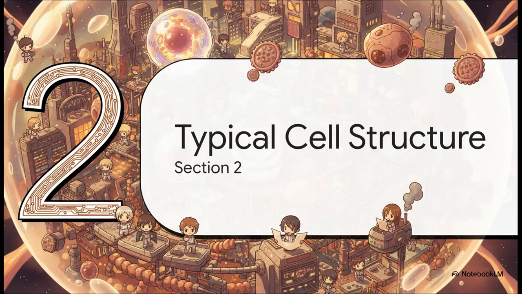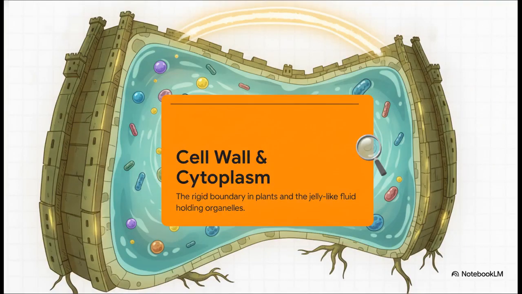Section 2, Structure of a typical cell. For this part, try to imagine the cell not just as some microscopic blob, but as a busy, incredibly highly organized city. Because every city needs borders and space, right? First up, we have the cell wall. This is the non-living, rigid outer boundary found only in plant cells, acting kind of like a tough city wall. Just inside that, we've got the cytoplasm. Think of this as the jelly-like fluid, or basically the landscape of the city, that suspends and holds all the tiny specialized structures we call organelles.